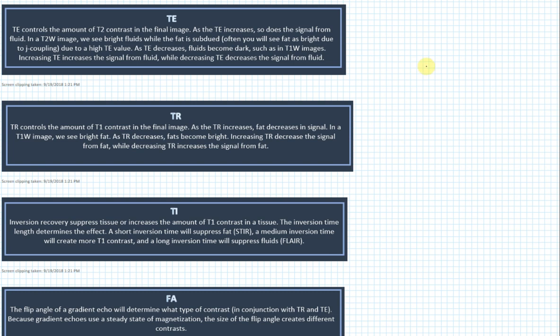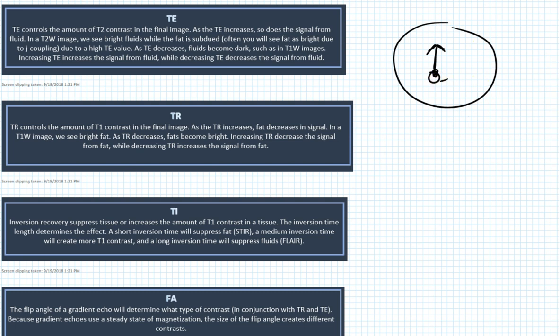So for TE, this is controlling... If we were looking down at our proton, this will be our hydrogen proton. We're looking down at it. So all of this entire circle right here is going to be the transverse plane.